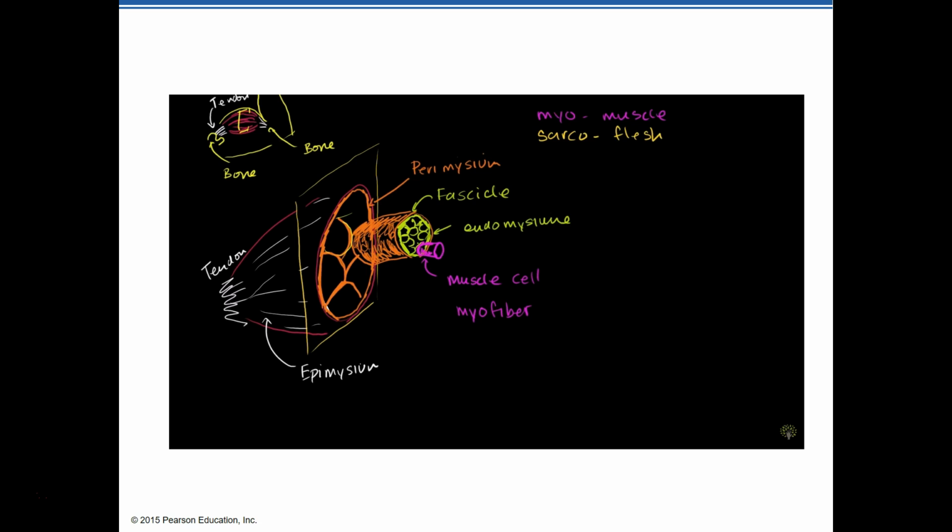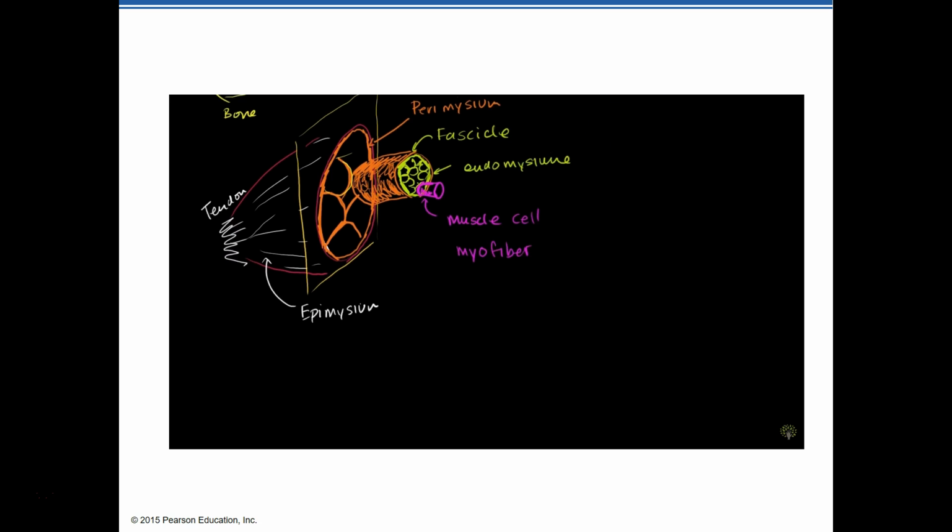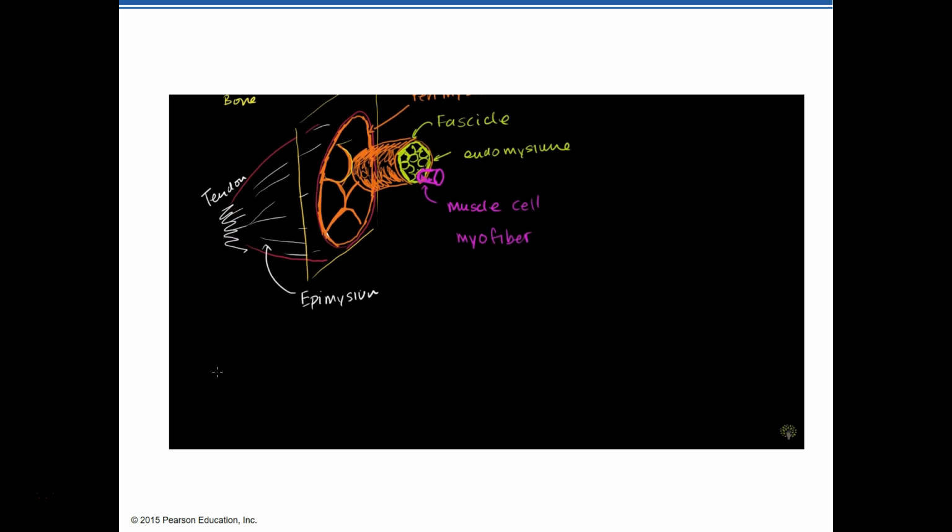And so let's zoom in on that actual muscle cell. Let me actually draw it a lot bigger here. So an actual muscle cell, it's called a myofiber. It's called a fiber because it's longer than it is wide. And they come in various sizes, so let me draw the myofiber like this.